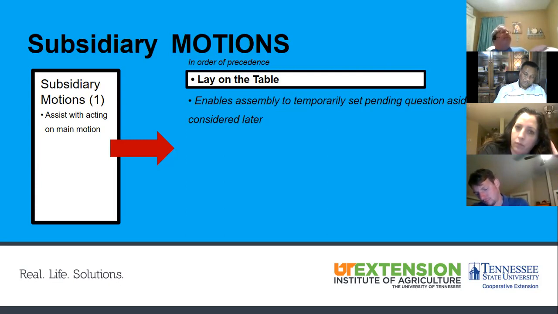It does require a second. There is no discussion and it cannot be amended. So we would immediately take a vote.